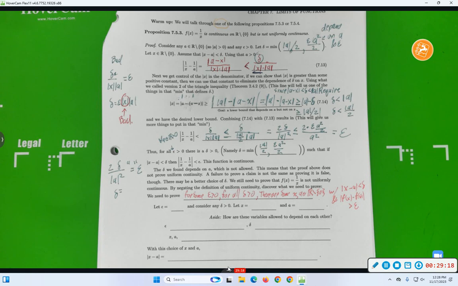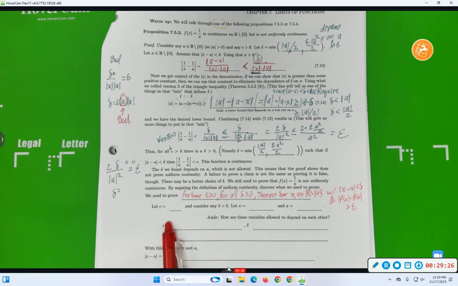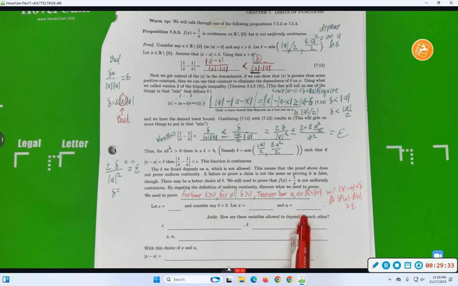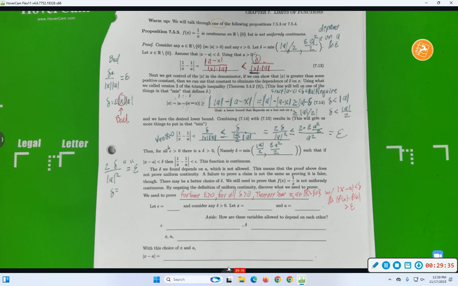I think in order to come up with this proof, I might even rely on looking at a computer-generated graph, because I have to make lots of choices. I need to come up with an epsilon that can't depend on anything. I then need to consider any delta and come up with a value for x and a value for a, which can depend on everything before. So they'll depend on the constant epsilon, but it's just a constant, and they'll depend on delta, though.